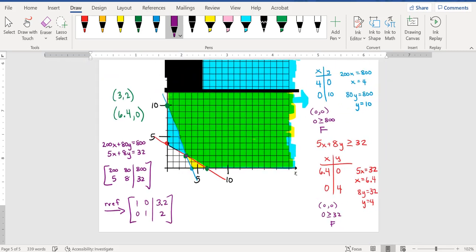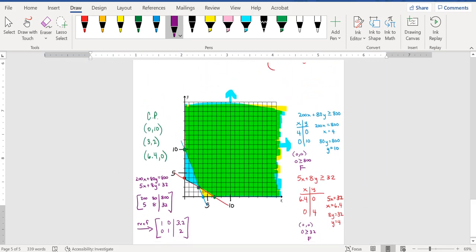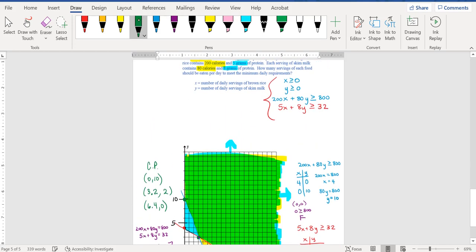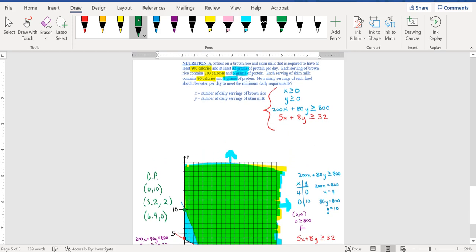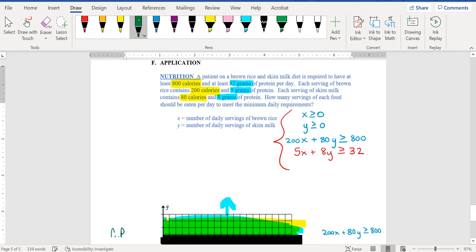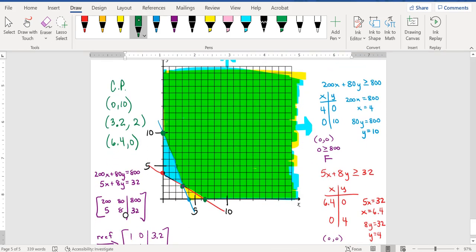All right, so the answer to this problem, this was not 3, 2, this was 3.2, 2. The answer to this problem, how many servings of each food? The number of brown rice servings should be at least 3.2. Number of daily servings of skim milk, hold on. That corner point was 3.2, 2.